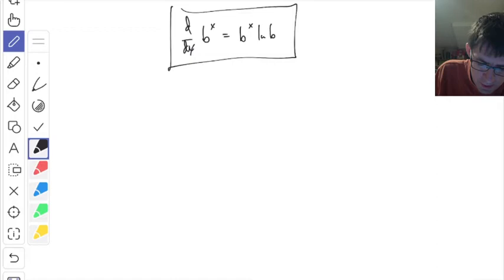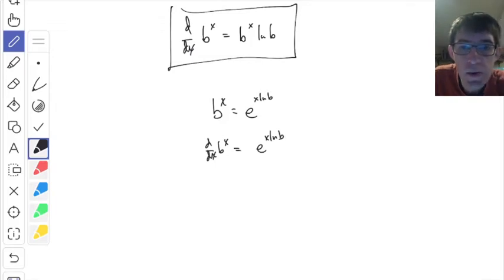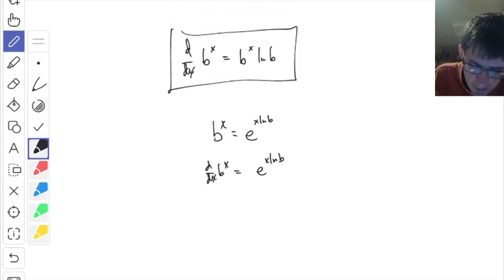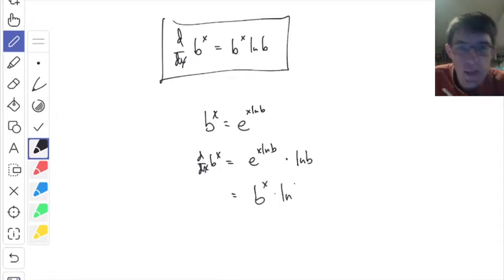Where this comes from, remember, is the definition of b to the x is e to the x ln b. And so when you take the derivative of that on both sides, what you get is e to the x ln b, because it's a power of e, you get the same thing again, and then you have to multiply times the derivative of the inside of the exponent. The exponent is x times the constant ln b, so when you take the derivative of that, the x goes away and you just get that constant ln b. And this, of course, is b to the x. That's the definition of b to the x. So it's b to the x ln b.